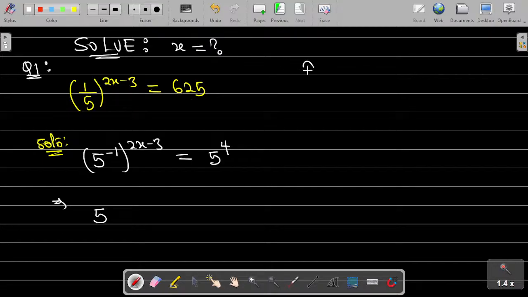If I have a to the power of n raised to the power of m, this is equal to a raised to the power of n times m. So if you remove the bracket, the powers will multiply. That's exactly what will happen here. Minus 1 will multiply 2x to give us minus 2x, and minus 1 will multiply minus 3 to give us plus 3, and that is equal to 5 to the power of 4.